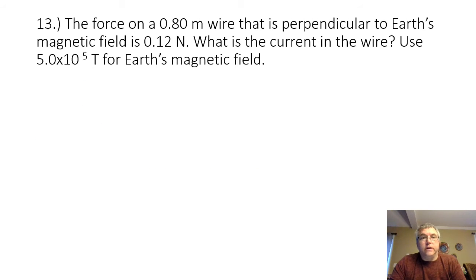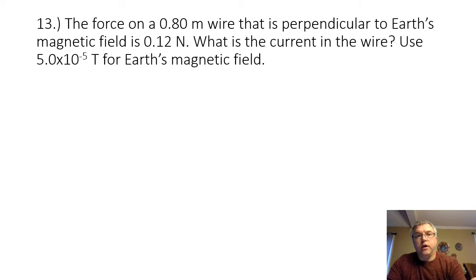Problem 13. The force on a 0.80 meter wire that is perpendicular to the Earth's magnetic field is 0.12 newtons. What is the current in the wire? And they want us to use 5.0 times 10 to the minus fifth Tesla for Earth's magnetic field.